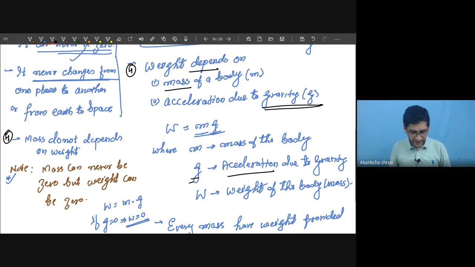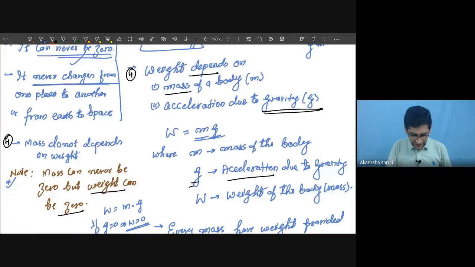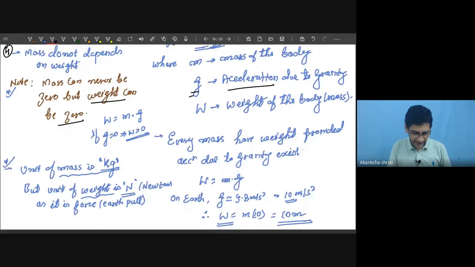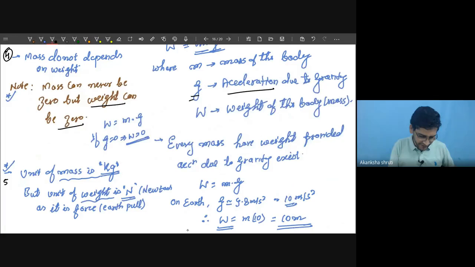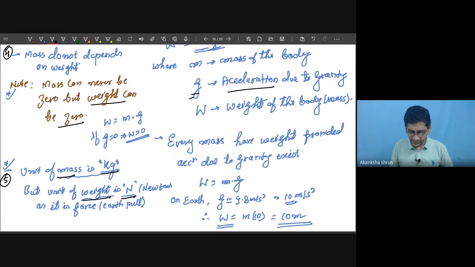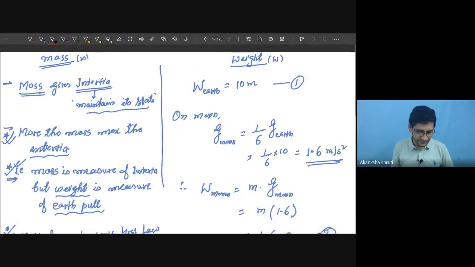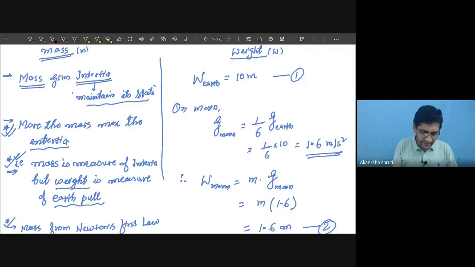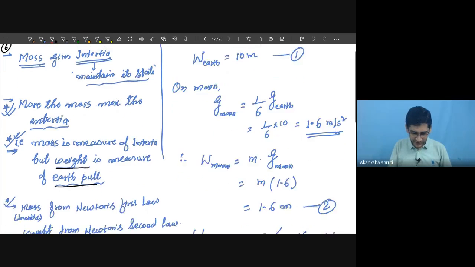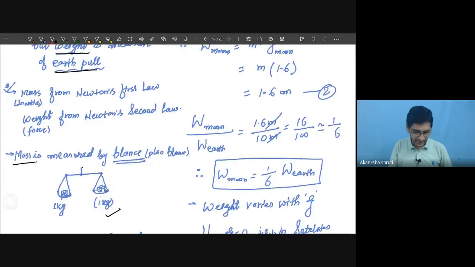So comparing this, mass can never be 0, but weight can be 0. This was another important note that we had written. Regarding unit, the fifth thing we had written: unit of mass is kg, but unit of weight is Newton. This we have to keep in mind. Coming to the sixth point, mass is a measure of inertia, but weight is the measure of earth pull. Mass is obtained from Newton's first law, weight is obtained from Newton's second law.